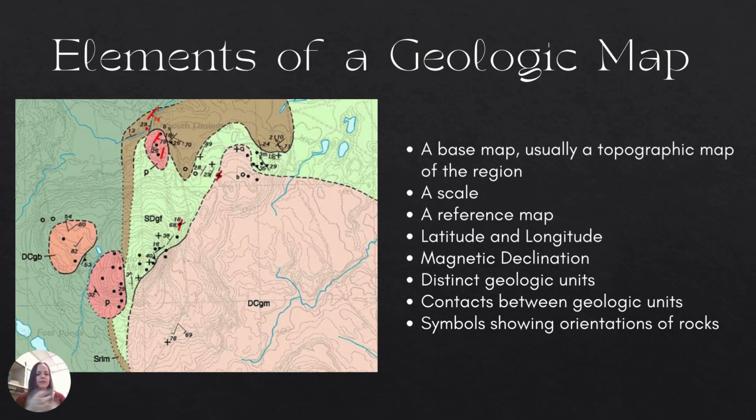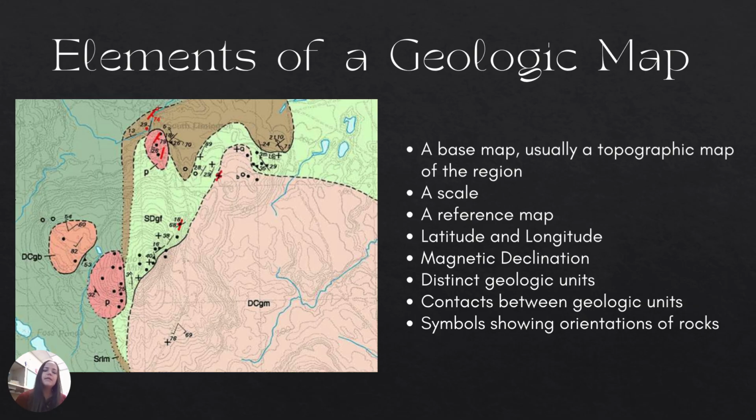There's usually a scale. This one has the scale cut off. You might have a reference map, sometimes longitude and latitude, magnetic declination, which we talked about in the last lecture. The distinct geologic units are the key component. And then the contacts, which are the lines between. If you're unsure as a geologist, you will make dashed lines, which is what is represented here. So it's unsure exactly where the two rocks change.